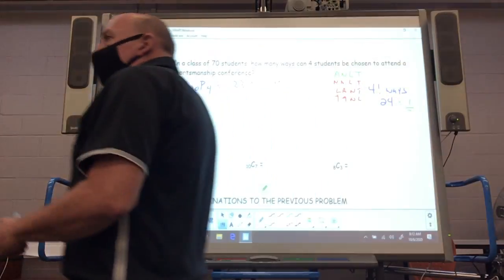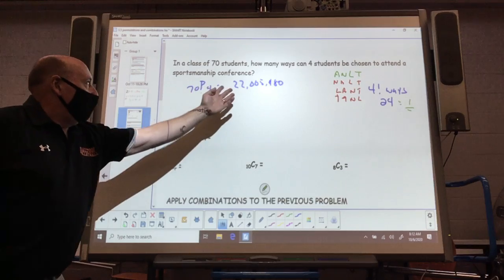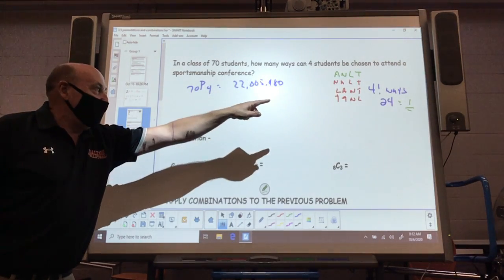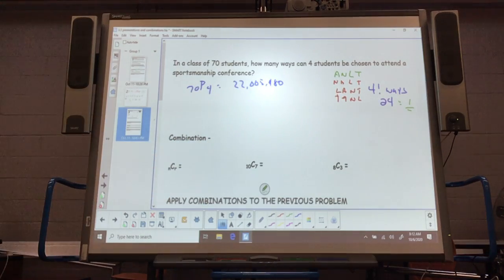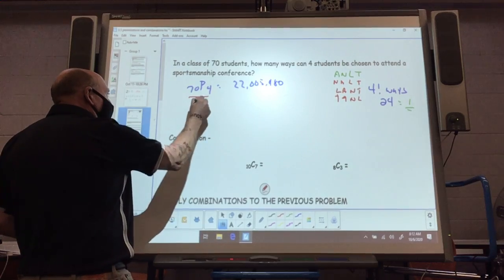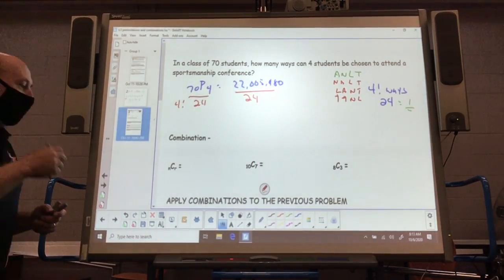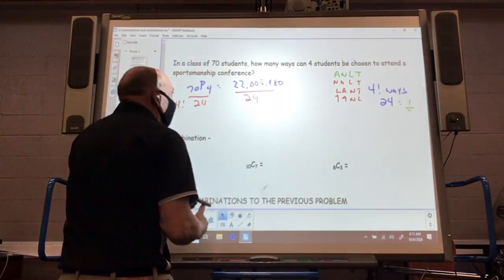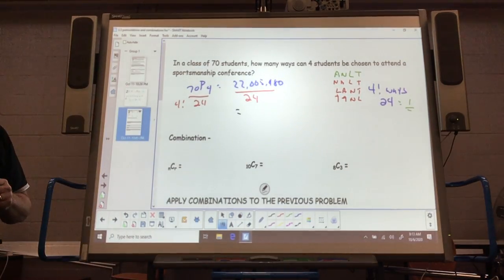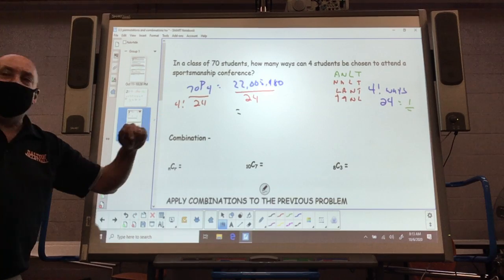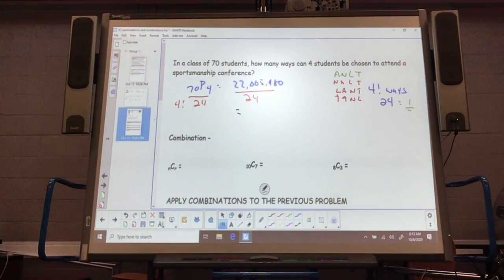So what can we do to simplify the 22 million down, to create that each one of those 24 ways just equals 1? We could do a mathematical operation. What would it be? What could we do? Yes? Divide by 24. So if we divide this by 24, which was your 4 factorial, we come up with ways of arranging this. So if we take 22,580,480 and divide by 24, what do you come up with, Olivia?